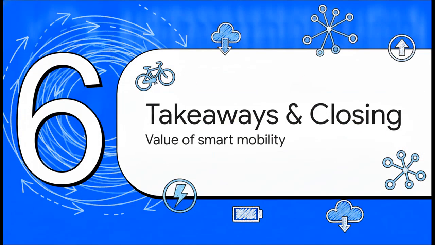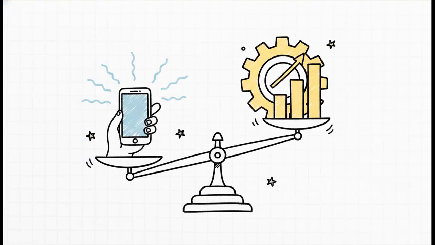Bringing us to our final section, Part 6, Essential Takeaways and Closing: Summarizing the value of smart mobility. If you take one thing away from this explainer, make it this. A well-designed bike rental platform perfectly balances both sides of the mobility equation.